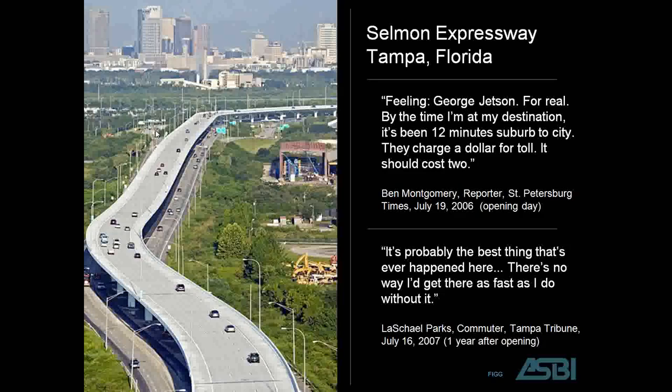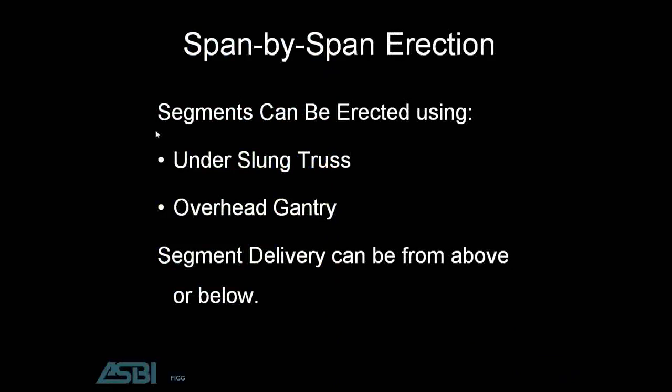Here we have some quotes from the public, and these are great. This is great input to get back from the traveling public. You can see up here the first feeling, George Jetson, for real. By the time I'm at my destination, it's been 12 minutes, suburb to city. They charge $1 for the toll. It should cost $2. So that's just an example of how the public felt about this structure when it was opened up. This is a reversible structure. So inbound into Tampa, the structure is open for all inbound traffic in the morning, and then outbound, it's reversed, and it serves as totally outbound traffic for the evening.